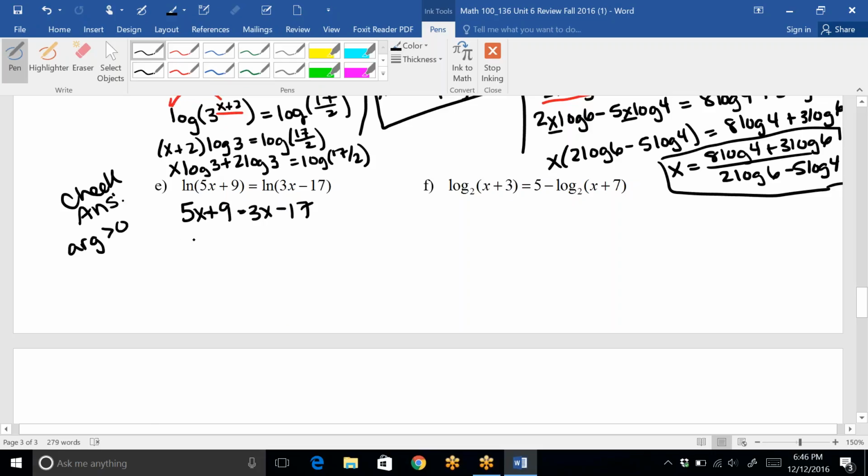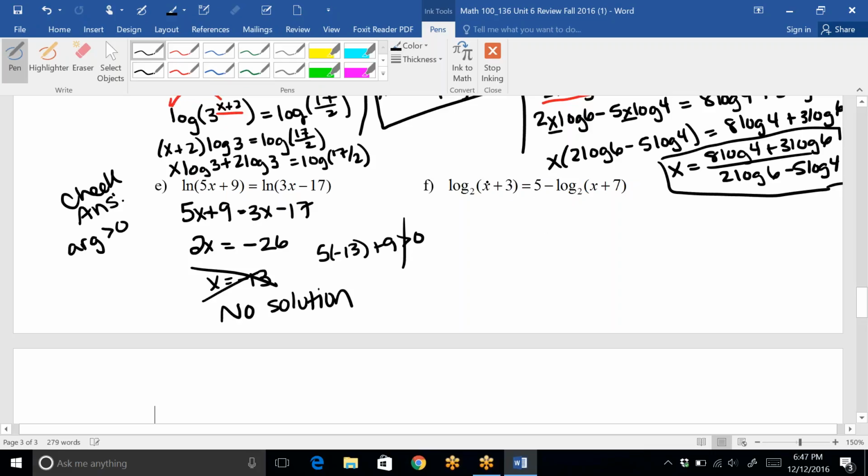So if I solve this, I would subtract over the 3x and subtract over the 9. So that would be negative 26, and then divide by that. That would make that negative 13. And right away, this is going to fail because 5 times negative 13 plus 9 is not greater than 0. So because that doesn't meet the requirement of the inside being greater than 0, we have no solution.